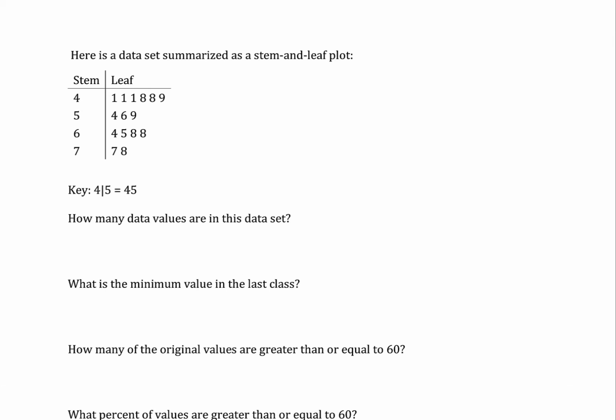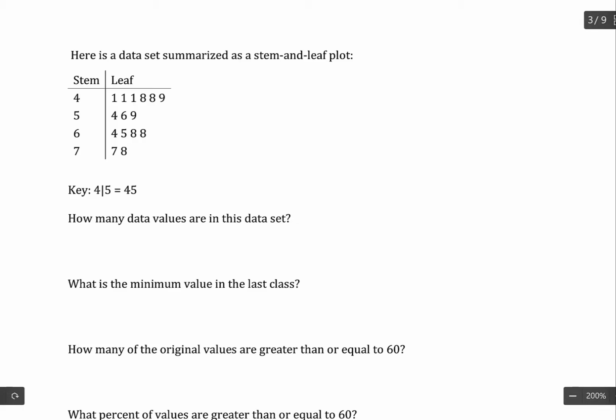Here is a data set summarized as a stem and leaf plot. How many data values are in this data set? So the number of data values is represented by the number of leaves that exist, because each leaf represents a single data value in the data set.